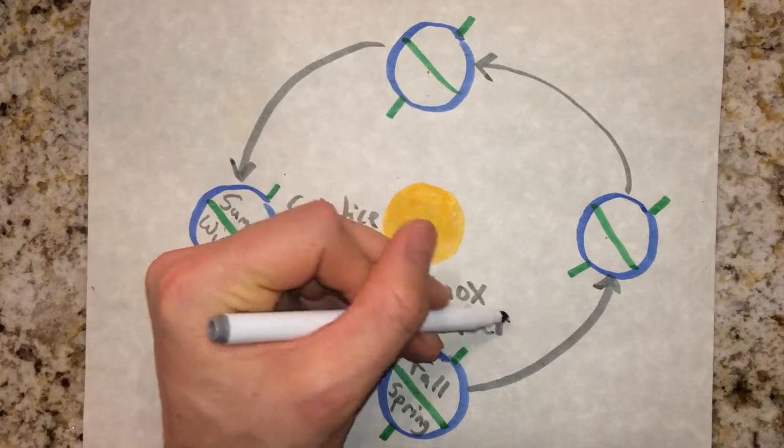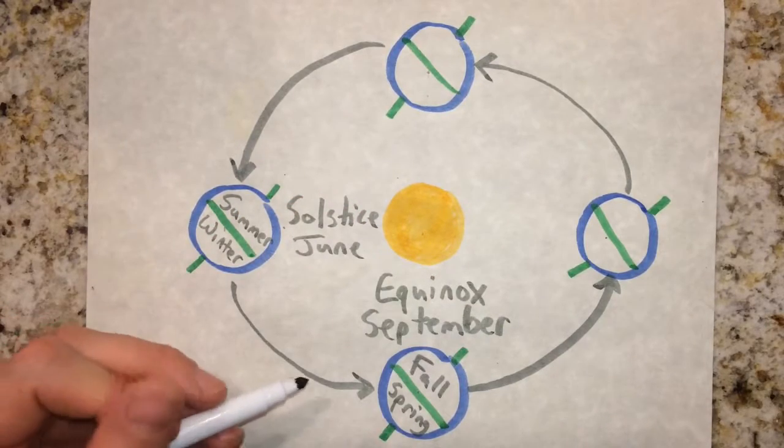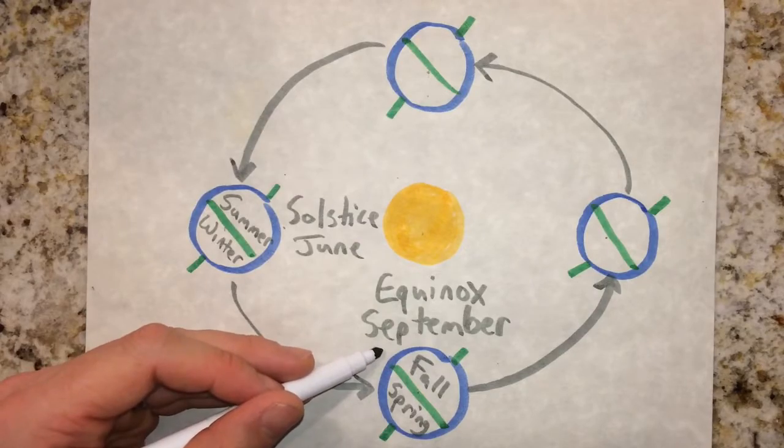During this time, the equator receives the most direct light, and as you work your way towards the poles, the intensity gets less and less.